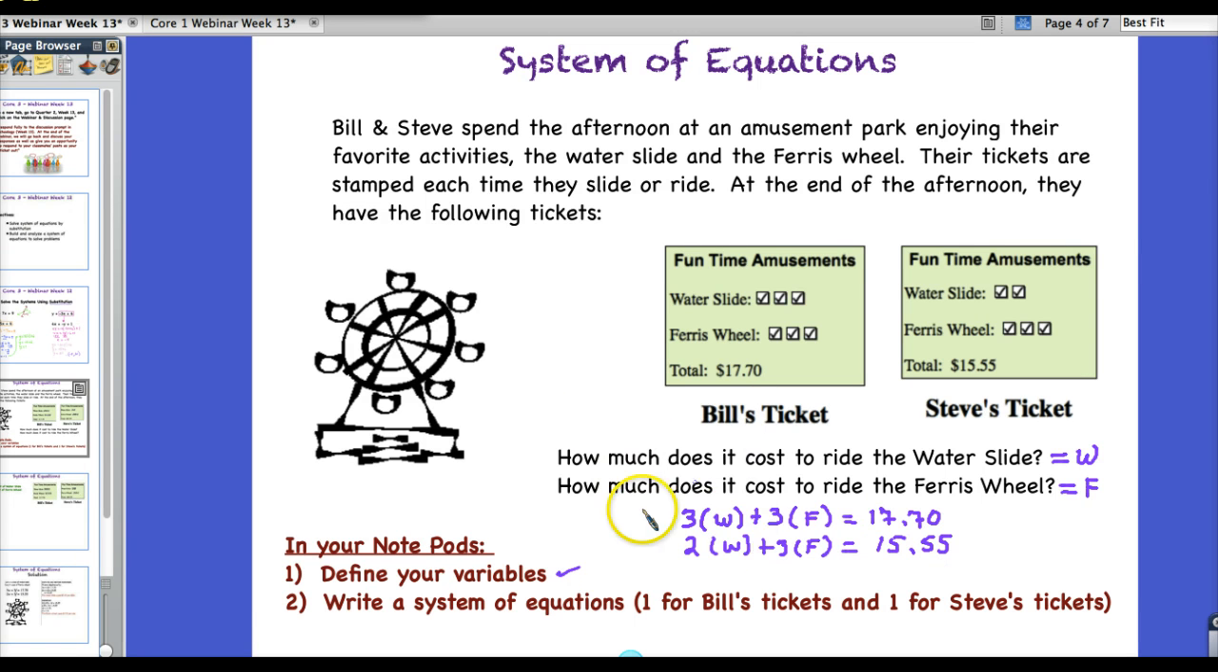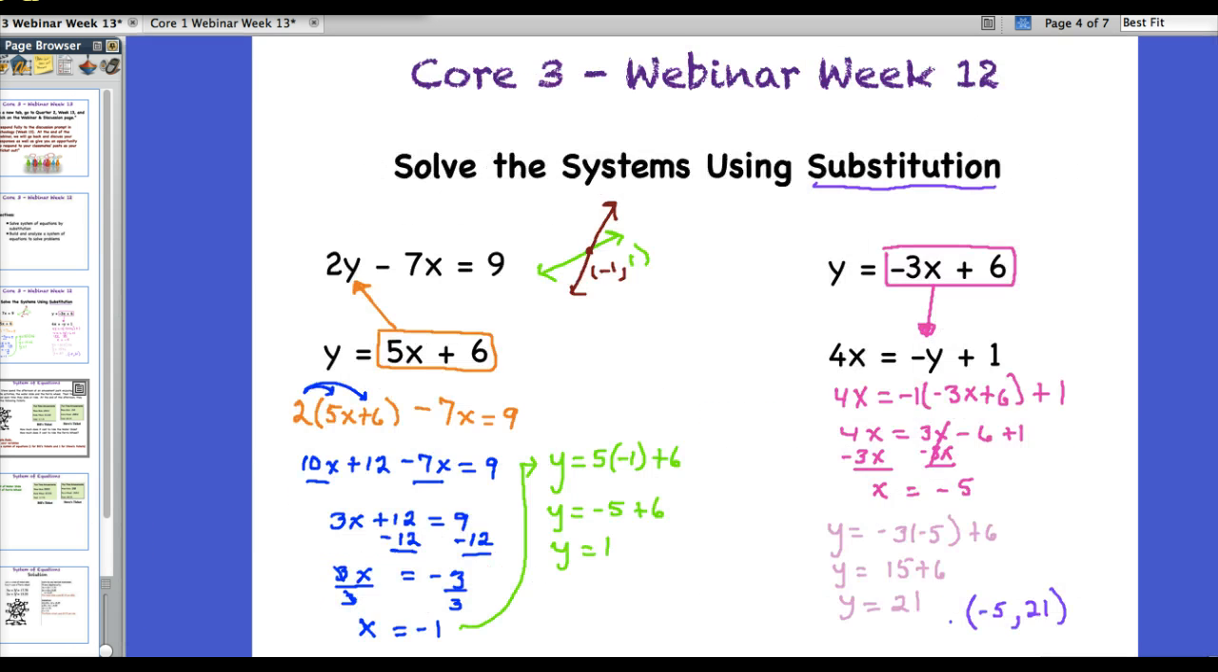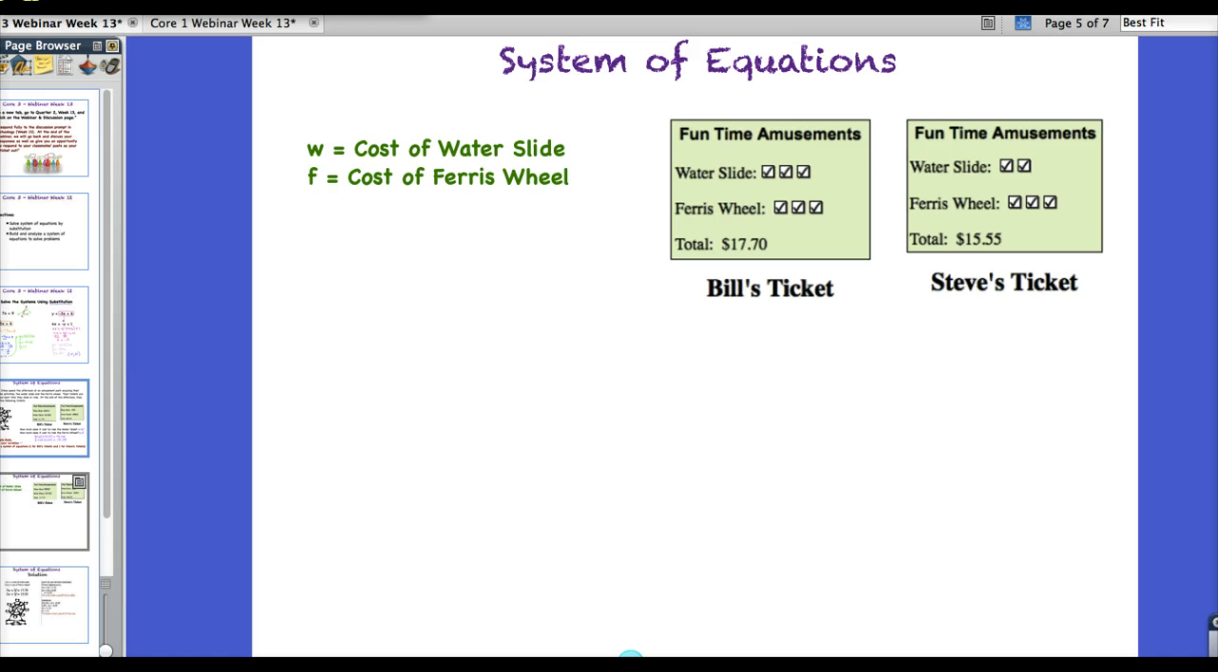So the key though is making these equations because then you can solve them. Okay, and again, you can always fall back on graphing. All right, so we have our 2 equations, which aren't written down here, so I'm going to have to write them down again. But anyway, we have a 3w plus 3f, we said, equals 1770.